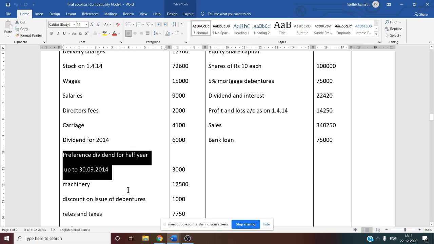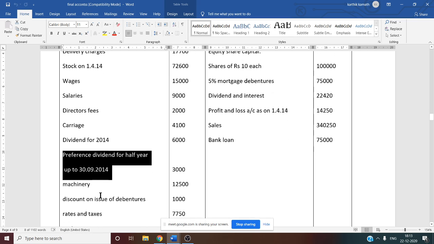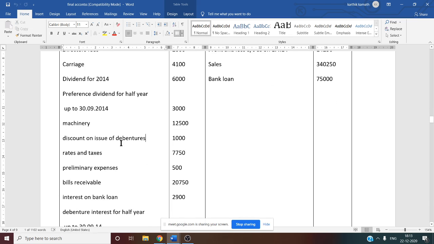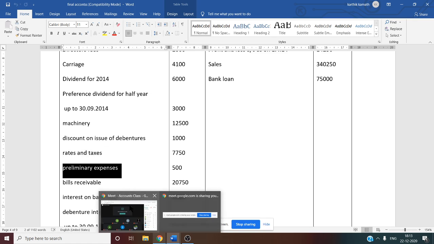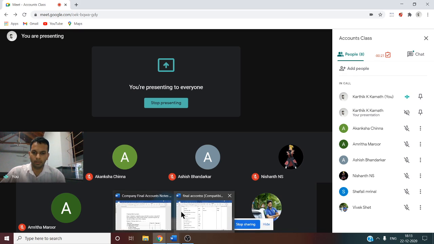So unpaid dividend or preference dividend due, working note number 9, other current liability. There you have to show. Machinery, fixed asset, working note number 11. Discount on issue of debenture, other current asset, working note number 21. Rates and taxes, other expense, working note number 30. Preliminary expenses, what about preliminary expense? Other current asset, working note number 21.